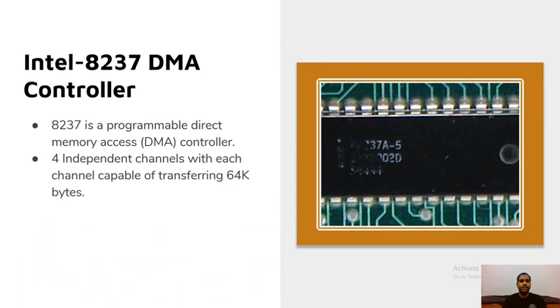Intel 8237 is a programmable direct memory access controller. It has 4 independent channels, with each channel capable of transferring 64 kilobytes of data. Here you can see the actual 8237 DMA controller. Here the name is not clear, but still we can read this if we try.